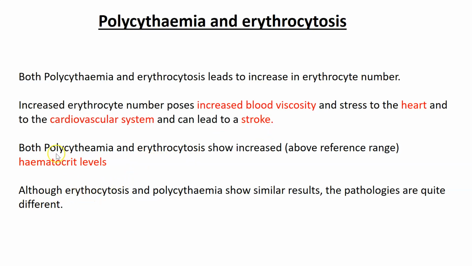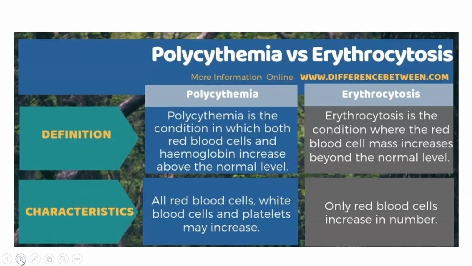So, like I said, both polycythemia and erythrocytosis show increased levels, where the hematocrit levels are much higher than the normal reference range. So, although erythrocytosis and polycythemia show very similar results, the pathologies are quite different. And let me just explain what I mean by that. So this is to show the difference between polycythemia and erythrocytosis.